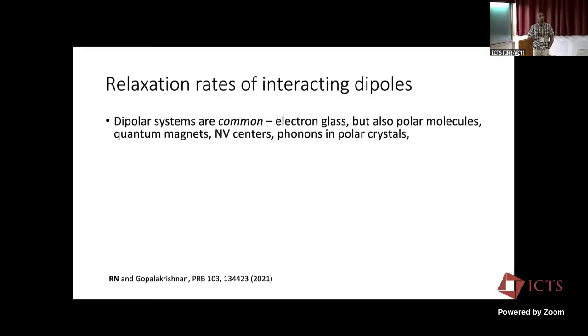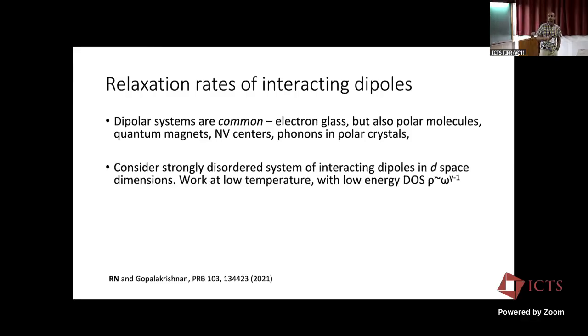So dipoles with 1/r³ dipole-dipole interactions show up in phosphorus-doped silicon, but they also show up in all sorts of other contexts: polar molecules, quantum magnets, NV centers, phonons in polar crystals, and so forth. And so we could ask about their relaxation rates as a function of frequency and temperature more broadly. In this paper, we developed a scaling theory for the relaxation of interacting dipoles.